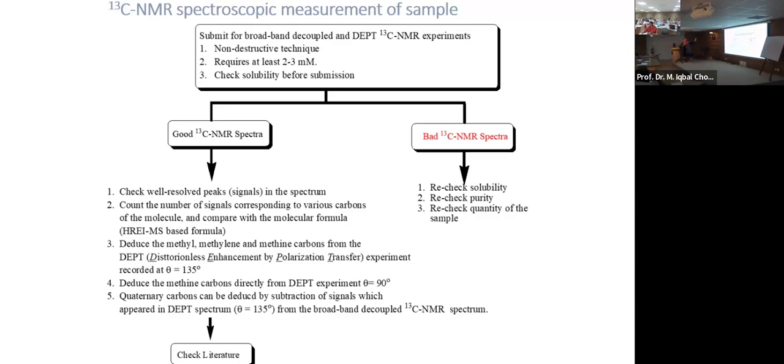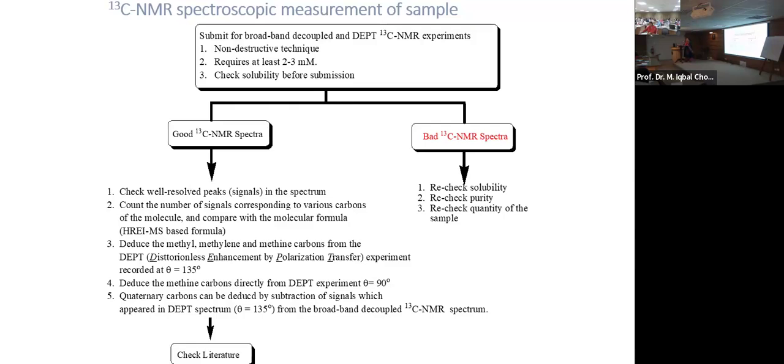So while the C13 NMR spectrum has a bigger scale, like 0 to 220, there is very, very little chance for overlapping of the signals. And in the proton NMR spectrum, the advantage is you can integrate it.